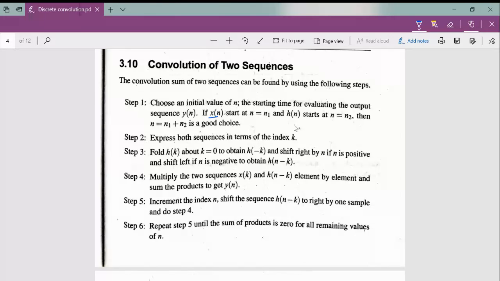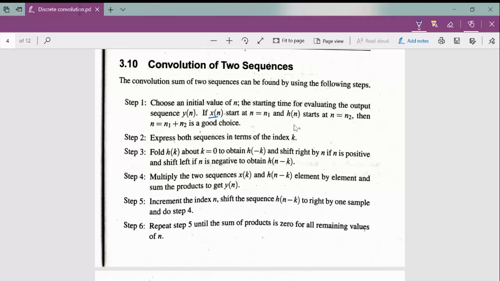From n1 plus n2, we require L1 plus L2 minus 1 samples. We continue this process. After finding each h of n minus k, at each step we multiply h of n minus k with the x of k values. After multiplying each time, we add the products together. We continue this process until we get a complete zero at the output.